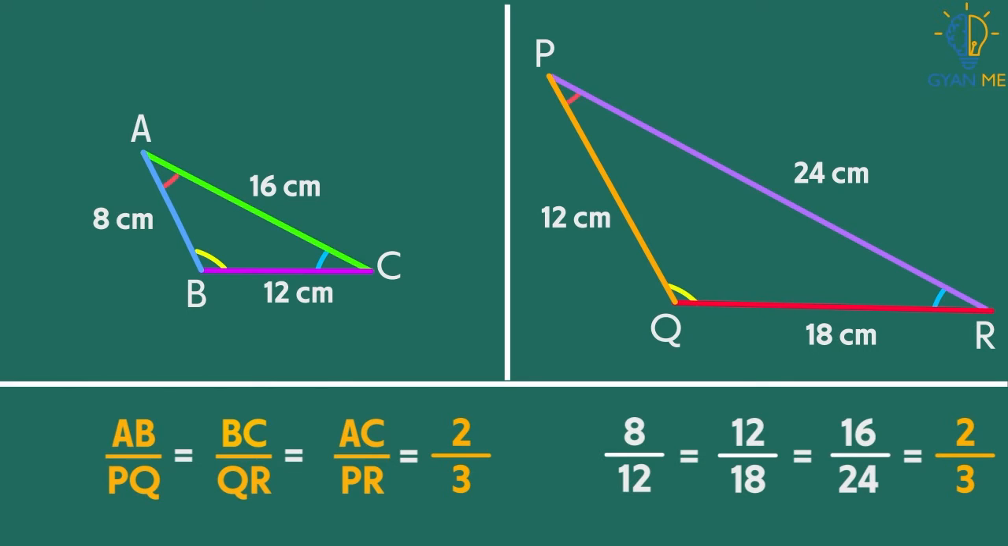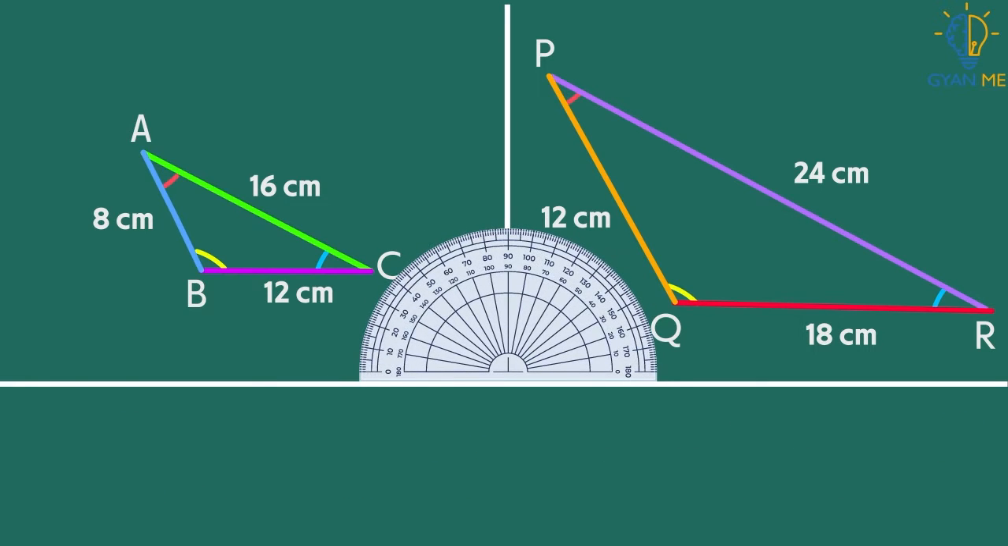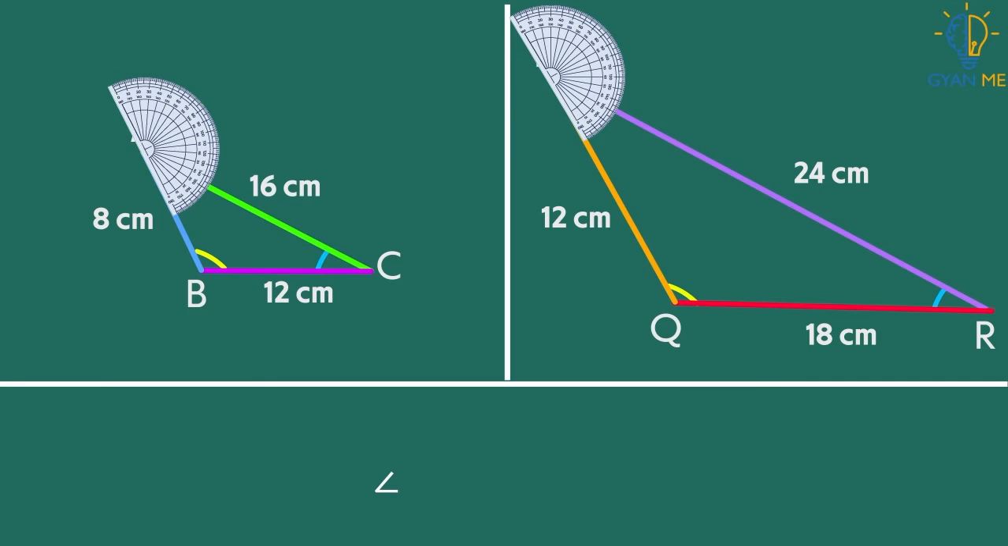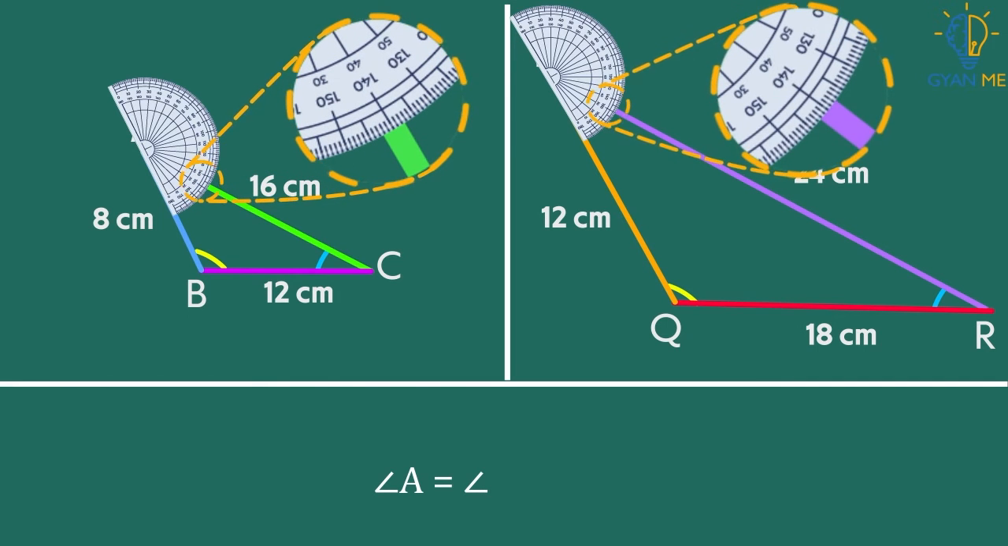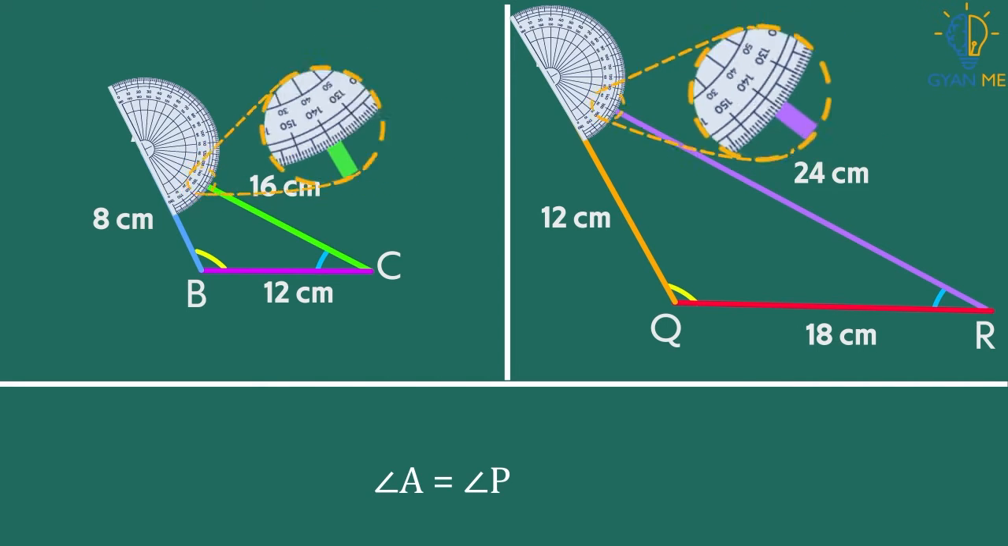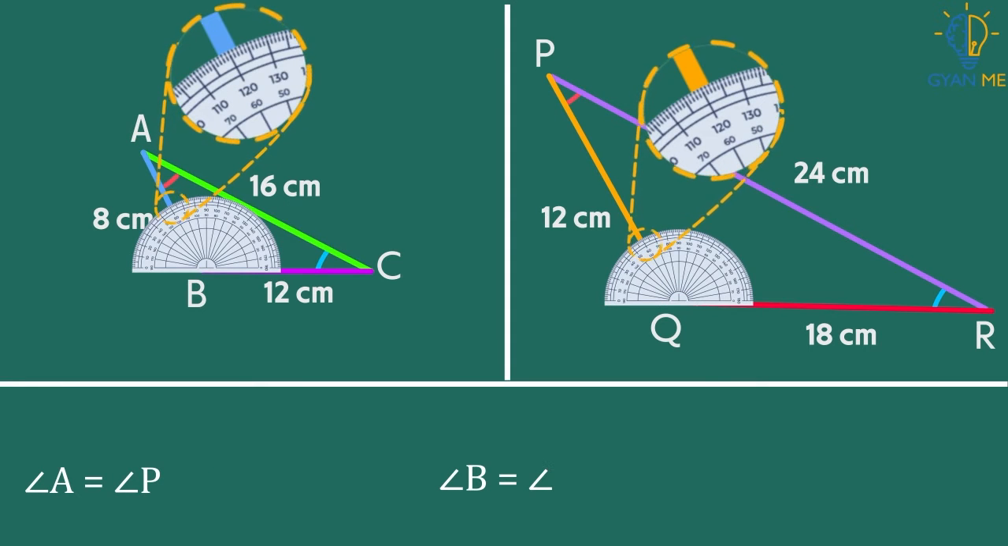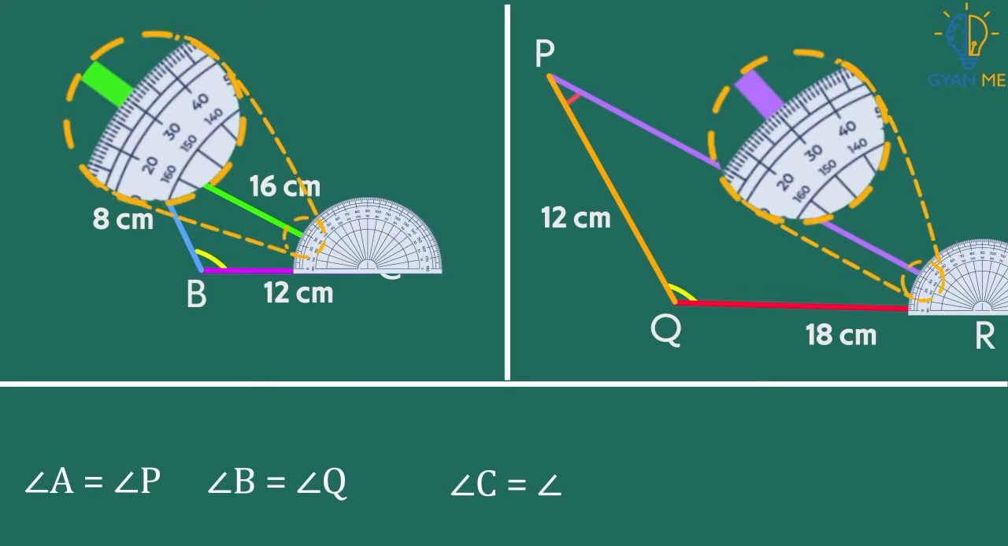Let us now measure the angles of these two triangles. Do you know how to measure these angles? Yes, using a protractor. On doing this, we find that corresponding angles of these triangles are equal. That is, angle A is equal to angle P. Angle B is equal to angle Q. And angle C is equal to angle R.